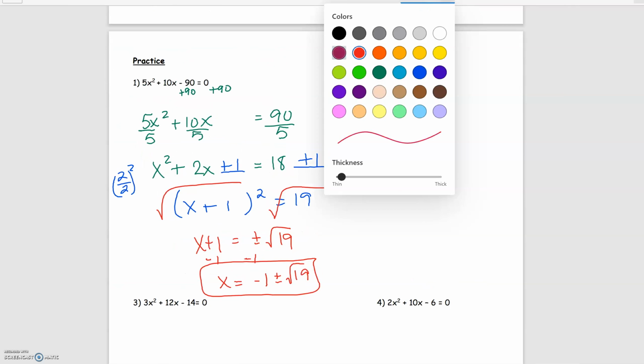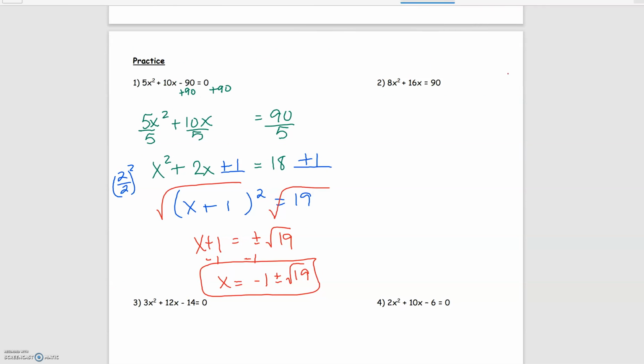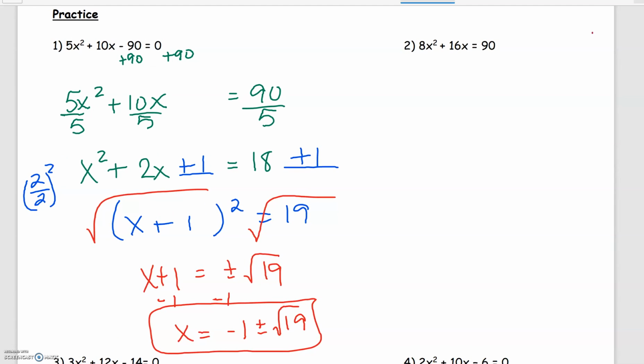The 90 is already on that side, so you're just going to divide everything by 8 and then get your magic number and move through those steps. So push pause, try it, check when you're ready. And here's step 1. Go ahead and leave that as a 45 over 4 for now. Find that magic number. All right, it's magic number of 1. So it's x plus 1 squared.